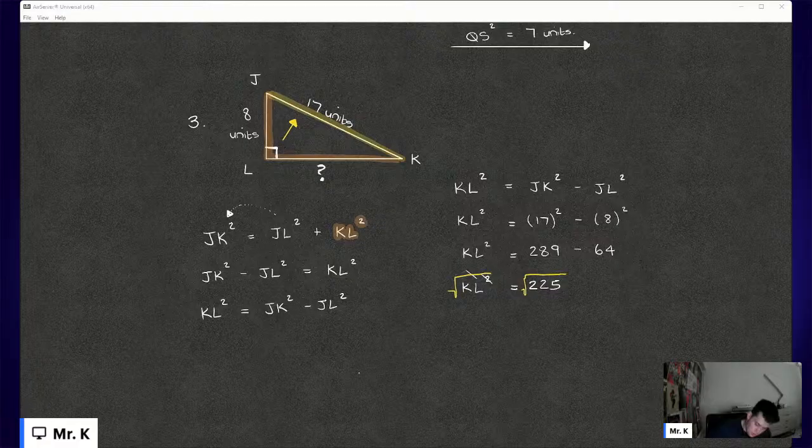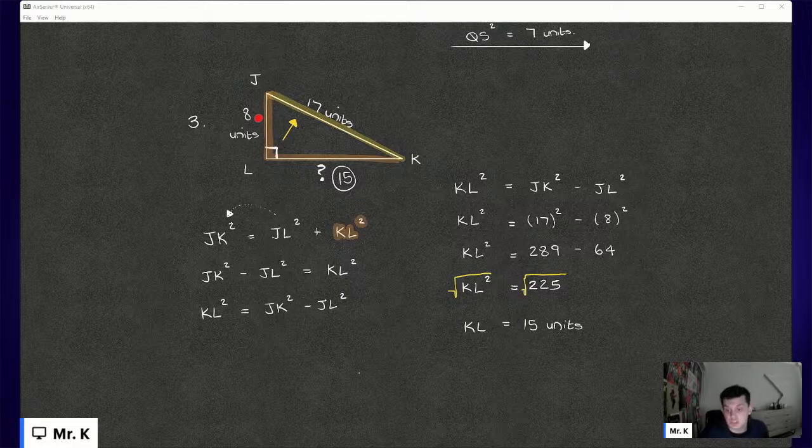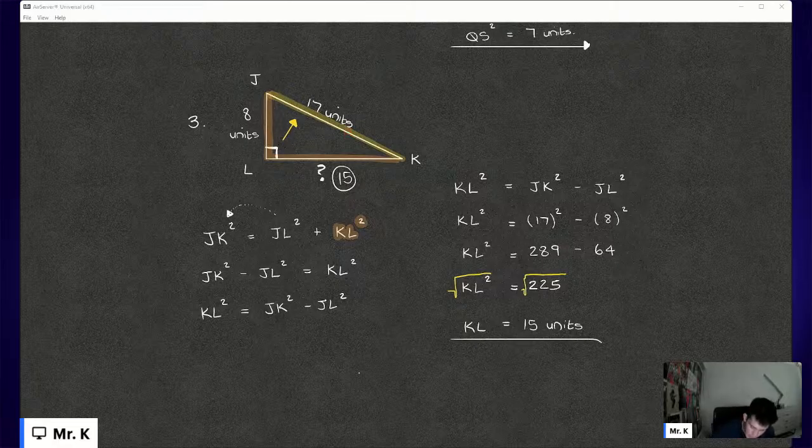On the left, the square symbol and the square root symbol will cancel one another. And so we find ourselves looking for the square root of 225, which is a value of 15 units. And again, is it possible that this long base is 15 units? Yes, because it's definitely longer than the height, which is only 8, but it must be shorter than the hypotenuse, right? The longest side of my triangle, always.